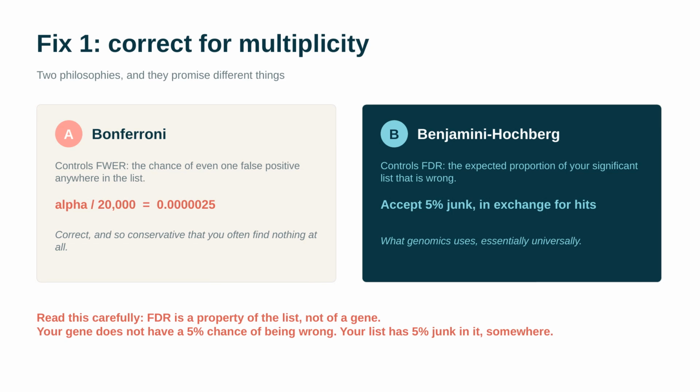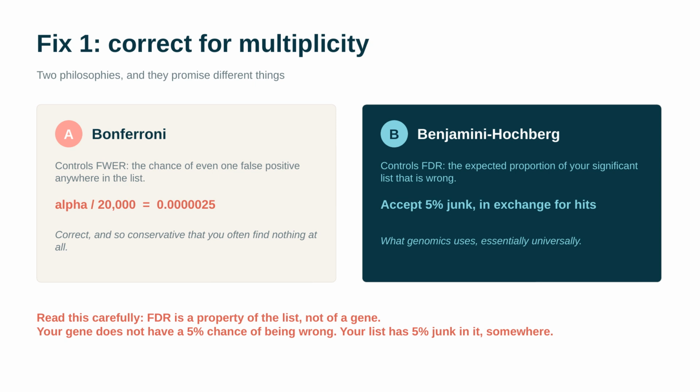The fix is multiple testing correction, and there are 2 philosophies. Bonferroni controls the family-wise error rate, the probability of even one false positive across the entire list. It divides your alpha by the number of tests, which at 20,000 genes means a threshold of 0.000025. It is correct, and it is so conservative that in a typical experiment you find almost nothing. Benjamini-Hochberg controls the false discovery rate instead, the expected proportion of your significant list that is wrong. You accept that, on average and under its assumptions, about 5% of your hits are false discoveries, in exchange for actually having hits. This is what genomics uses, essentially universally.